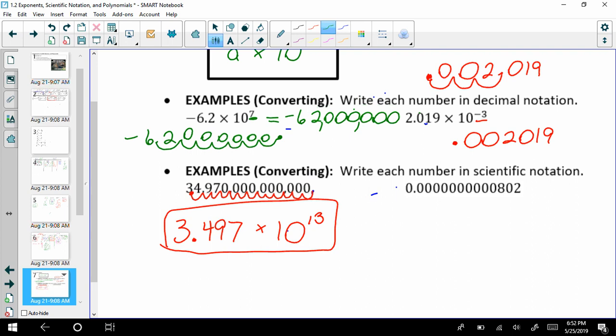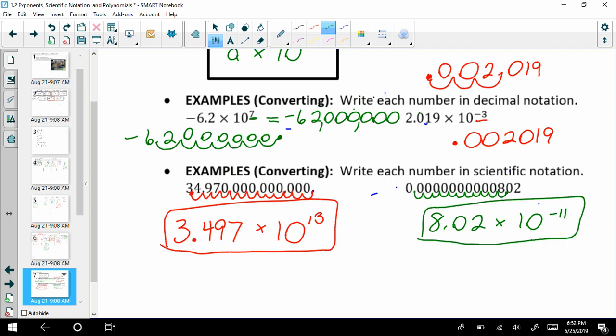And now let's try the other one. So 1, 2, 3, 4, 5, 6, 7, 8, 9, 10, 11. I'm moving the decimal until the number is between 1 and 10. So 8.02 times 10 to the negative 11, because it's representing a small answer. Okay, hopefully that's pretty basic.